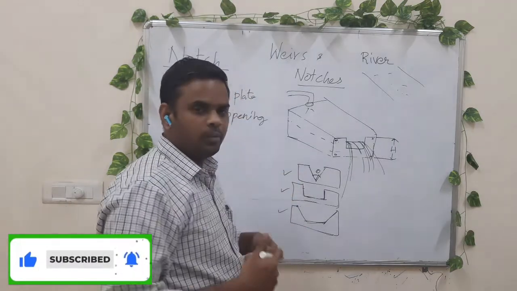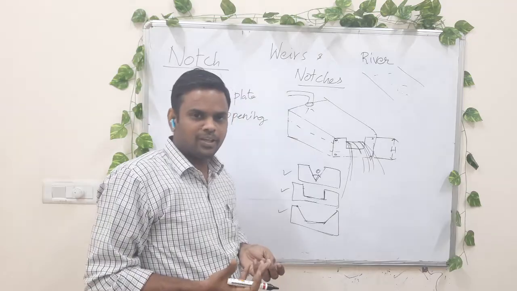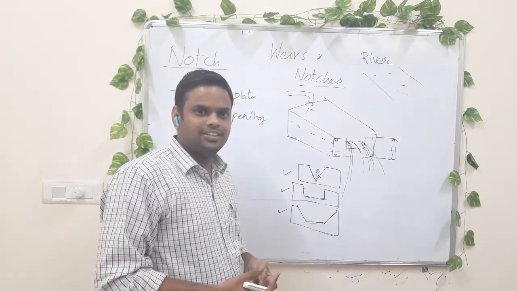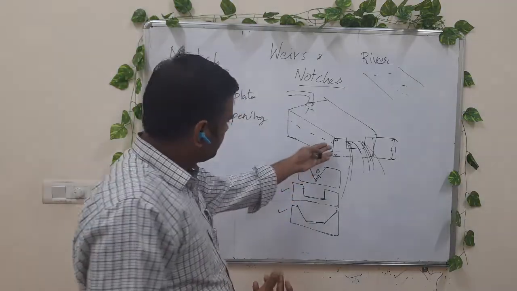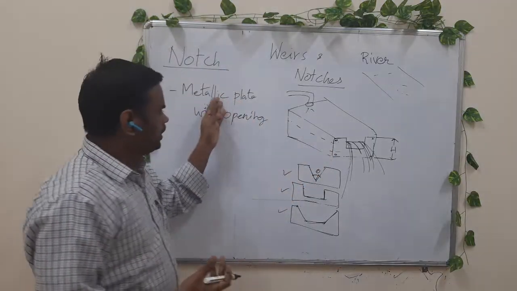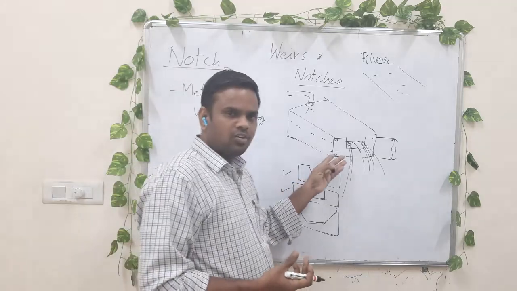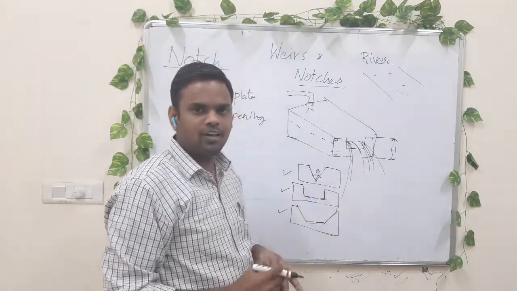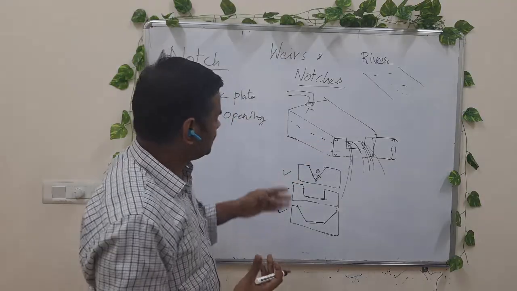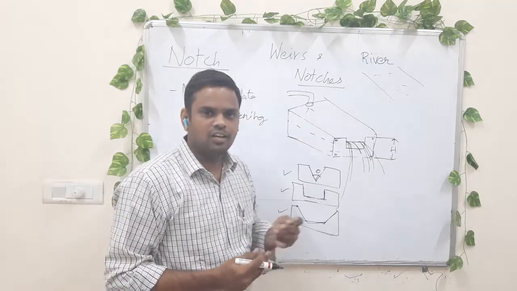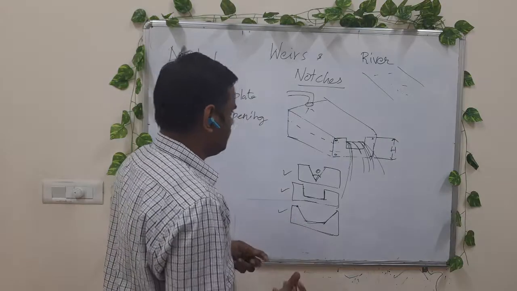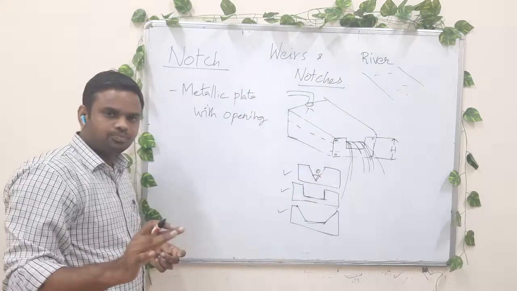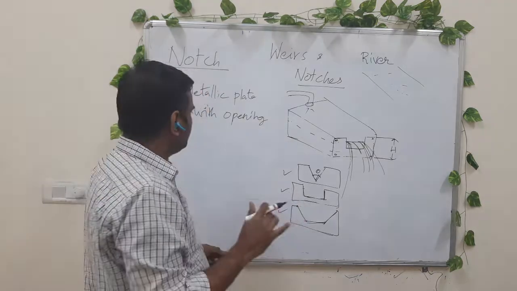What metals can be used? Corrosion resistant material can be used. It can be made of mild steel, bronze, or stainless steel. Any metallic plate can be used, but if you want corrosion resistance, you have to ensure that the fluid doesn't react with it. So we choose the material of construction of these notches such that it is chemically inert and doesn't react or corrode easily.